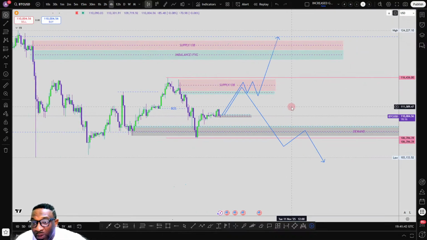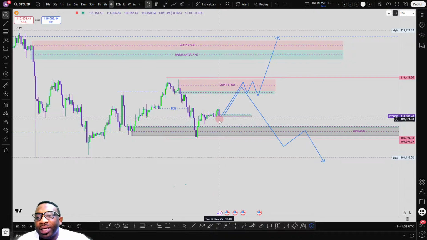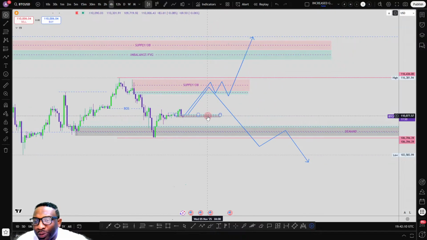As I said, currently we have price within the last bullish engulfing candle that was put in. So I want to see price being contained within this last bullish candle. But the moment we have a body close below it, I'm not interested in buying from this zone. So long as we don't have a body close below this last bullish engulfing candle, I'm more than happy to take a trade from here to this zone here.